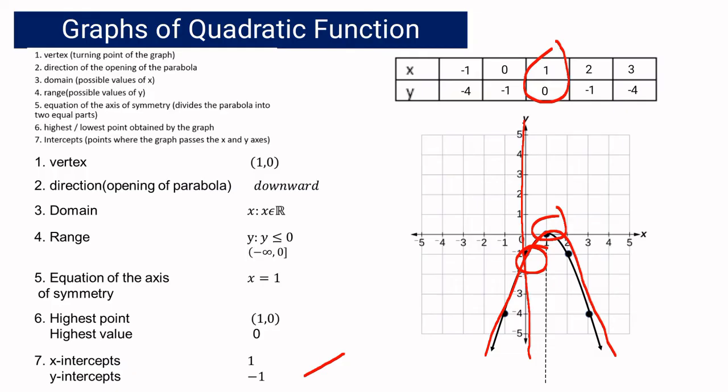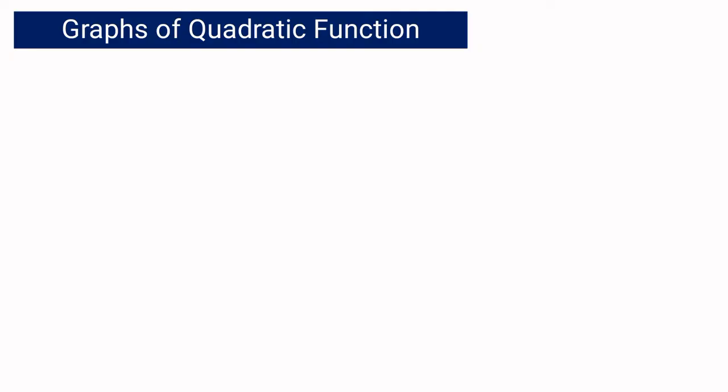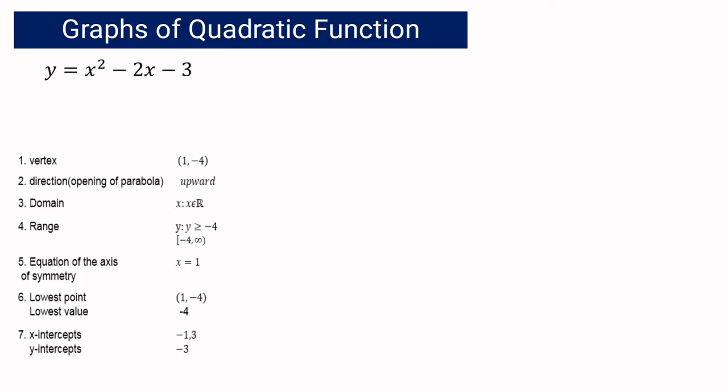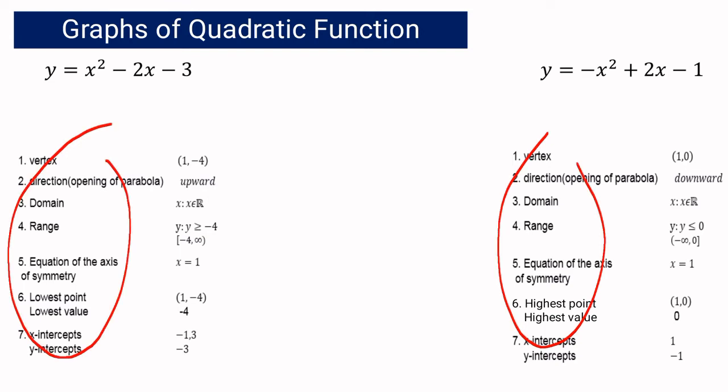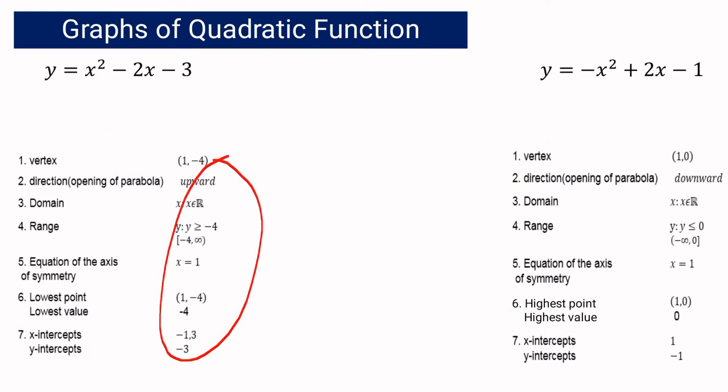Let us proceed. Let us compare the results of the two parabolas, or the two quadratic equations, that we discussed earlier. So this is y equals x squared minus 2x minus 3. Here is the result. And the other one is y equals negative x squared plus 2x minus 1. And here is the result. We are going to compare them because we can actually get the following without graphing. Earlier, we tried to graph so that we can get these answers. But let us try to figure out how we are going to get these values without graphing our quadratic function.